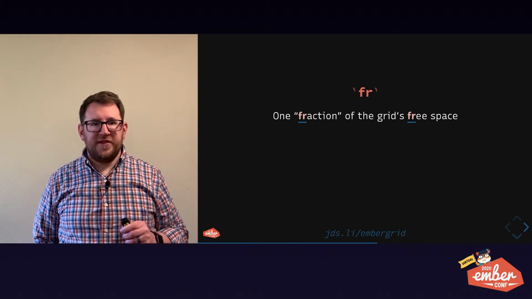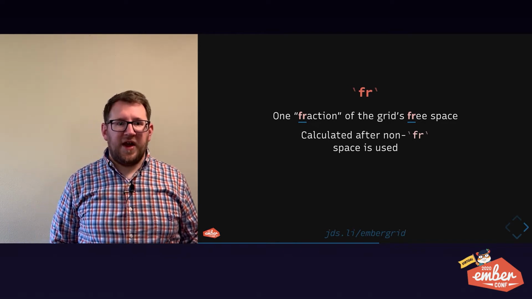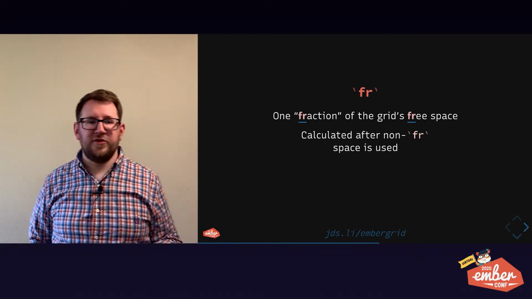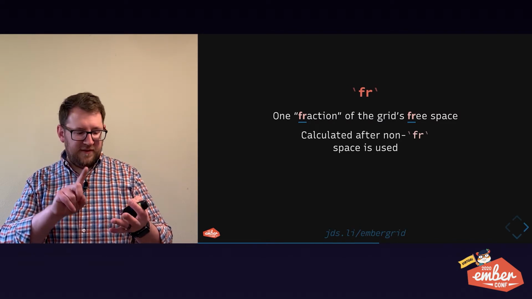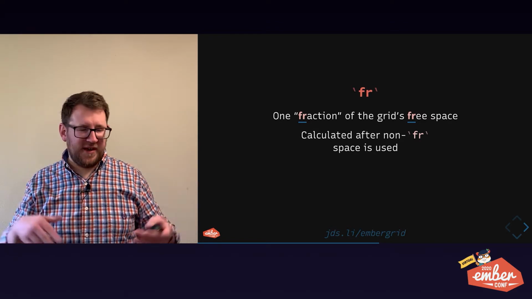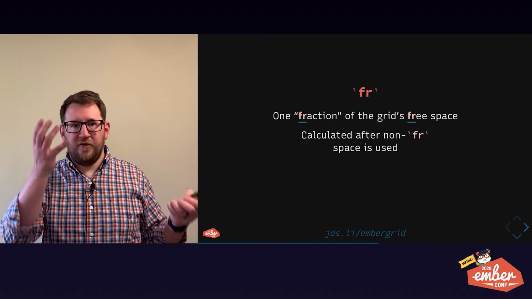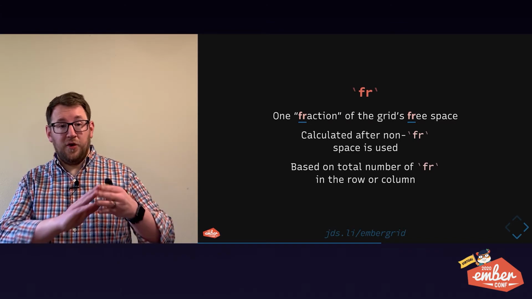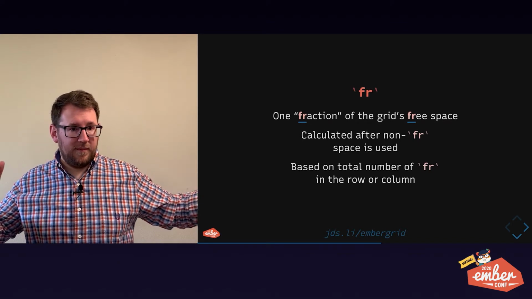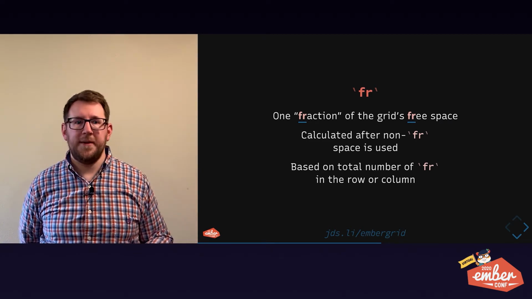Fraction is one fraction of the grid's free space. What is free space? It's whatever pixels are left after all the non-fractional units, column measurements, or row measurements have been used up. So after you calculate your gaps, after you calculate all of your pixel and viewport width and em and rem and percent-based column widths, anything left in the parent grid is available as free space for fractional units to divvy up. Based on the total number of fractional units you've put in your grid row, or grid template row, grid template column property, Grid is going to divide the free space into that many units and then portion it out appropriately. Words are great, but let's look at code instead.